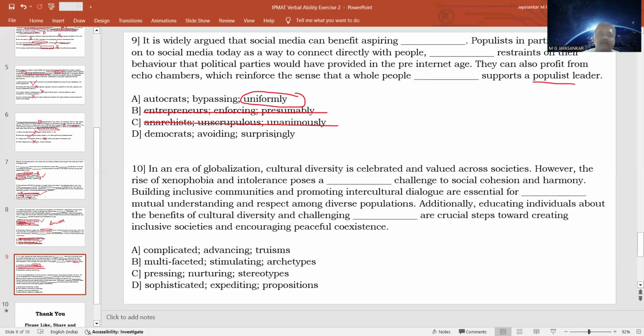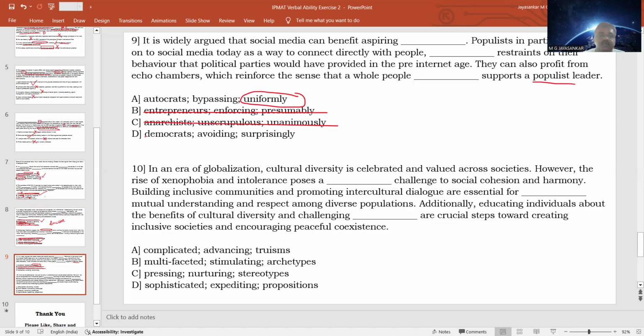Surprisingly means the people did not expect that to happen, but it happened. That is not the sense here. Surprisingly is not the sense. Uniformly is the correct sense. So social media will act like an echo chamber where the support of a group of people to a populist leader appears as if the whole group of people are unanimously supporting that leader. So instead of surprisingly, uniformly is the correct word.